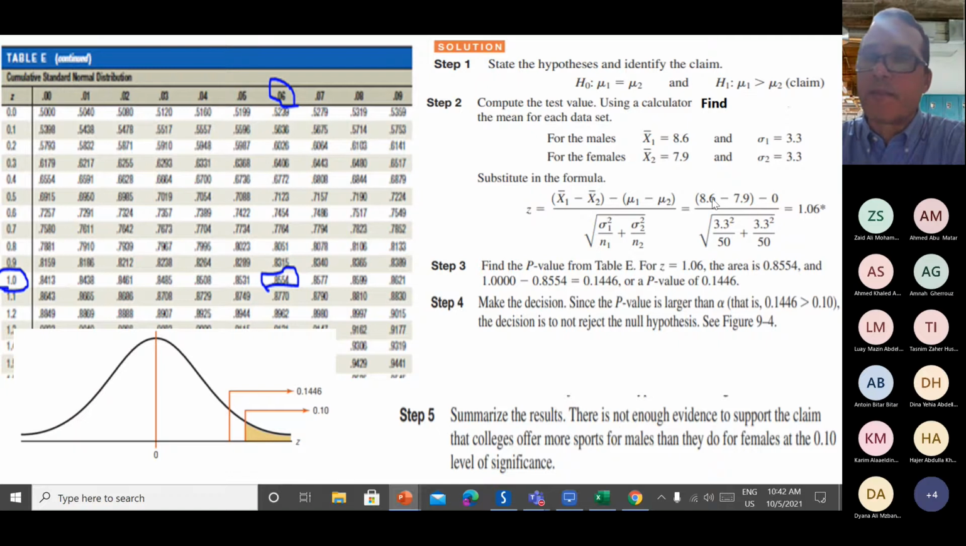I'm not going to support the claim. I will go with this one. So there is not enough evidence to support the claim that the college offers more sports for males than they do for females, at the level of significance 0.1, right? If I have a different level of significance, for example 0.15, in this case I'm not going to go with the null hypothesis. I will go with the claim, right? So your decision depends on the level of significance, right?